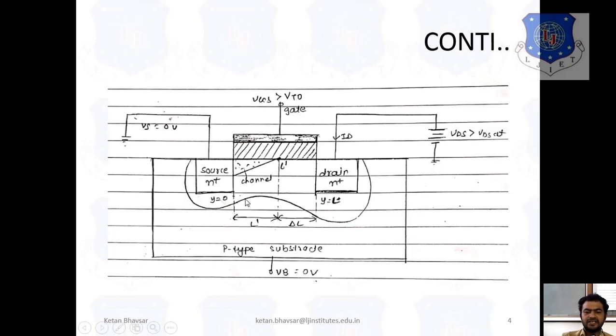Now as you can see, this situation is similar to the pinch off point. As you can see, the channel is established at first, and if you increase VDS more and more near the drain terminal, after some time this scenario is established when we talk about channel length modulation. Also make sure that we assume VB is equal to 0, meaning substrate bias effect is equal to 0 in this particular situation.